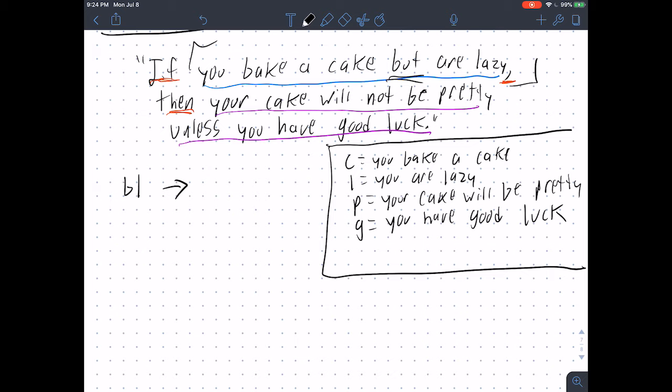So the consequent, right, is your cake will not be pretty unless you have good luck. So again, unless, despite my arguing against it for this translation, we are going to obey the book and translate unless into an alternation. So the consequent of our conditional is going to be an alternation. It's going to be the alternation of not P, excuse me, for your cake will not be pretty. And the other component of the alternation is going to be G for you have good luck.